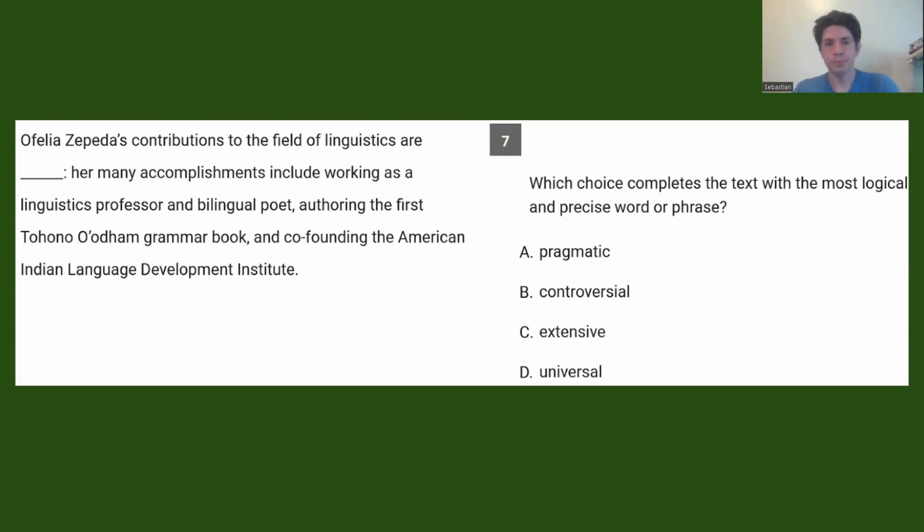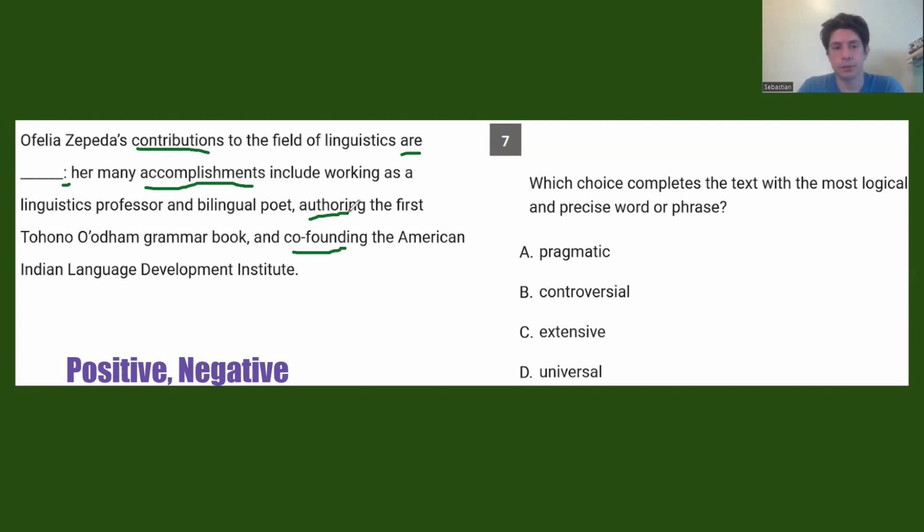Okay. So again, right, this one is going to be about positive, negative. We also have statement, restatement because of this colon, and then we get this information. So what are the contributions, right? That's what we want to know. What are they? So then their accomplishments, which is a positive word. And then she did all these various things, right? Co-founding, authoring, and working as a linguistics professor. So what are her accomplishments in the field of linguistics, right? And we list 3 different things, and we're talking positively.